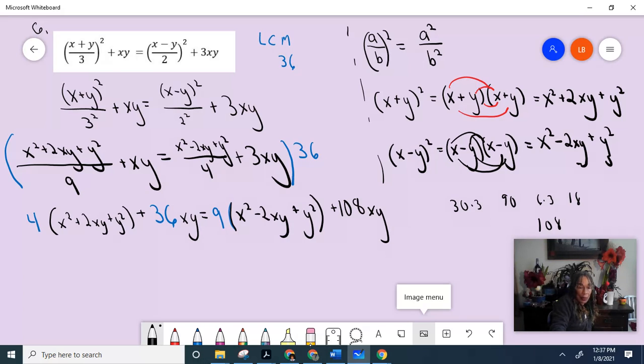I probably should have written that in blue. I'll get over it. Now, I'm going to distribute. And at this point, you guys don't need me anymore. I'll continue, and you can fast forward and see if you got the answer right if you like, but I will do it for the sake of completion. Plus 8xy plus 4y squared.